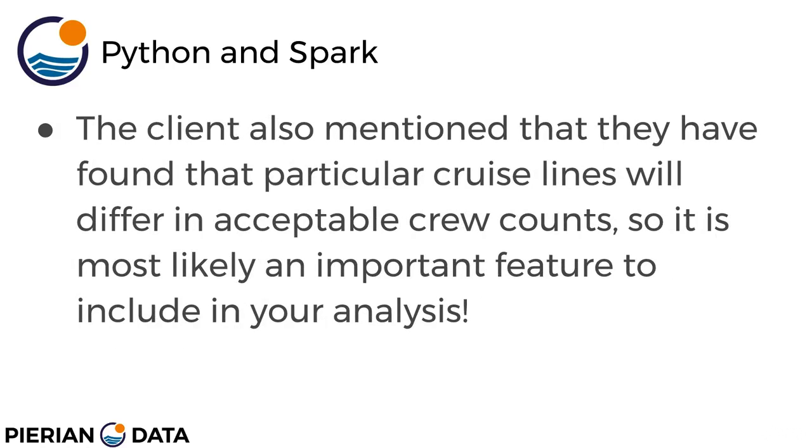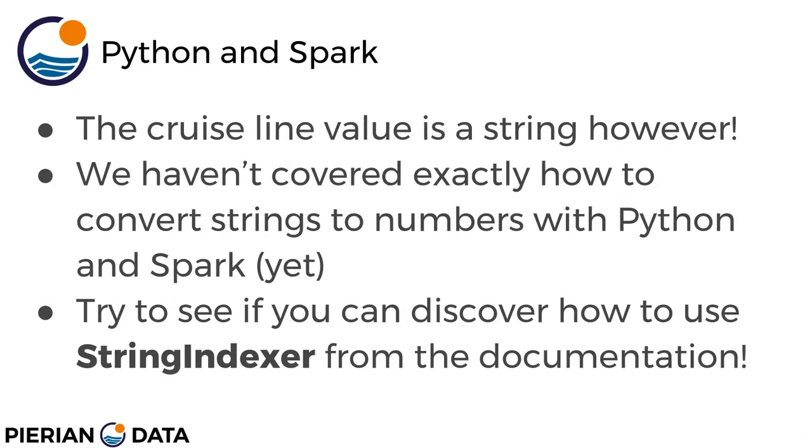The client has also mentioned that they have found that particular cruise lines will differ in acceptable crew counts, so it's most likely an important feature to include in your analysis. The cruise line value is a string, however, and we haven't covered exactly how to convert strings to numbers with Python and Spark yet. So I want you to see if you can discover how to use string indexer from the documentation. So you'll Google around the documentation, see if you can find how to use string indexer, and see if you can apply it to the cruise line column to help with your analysis.